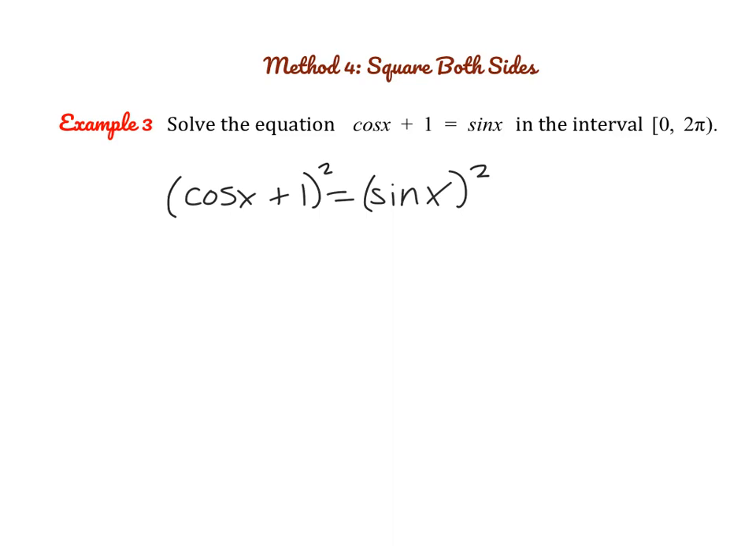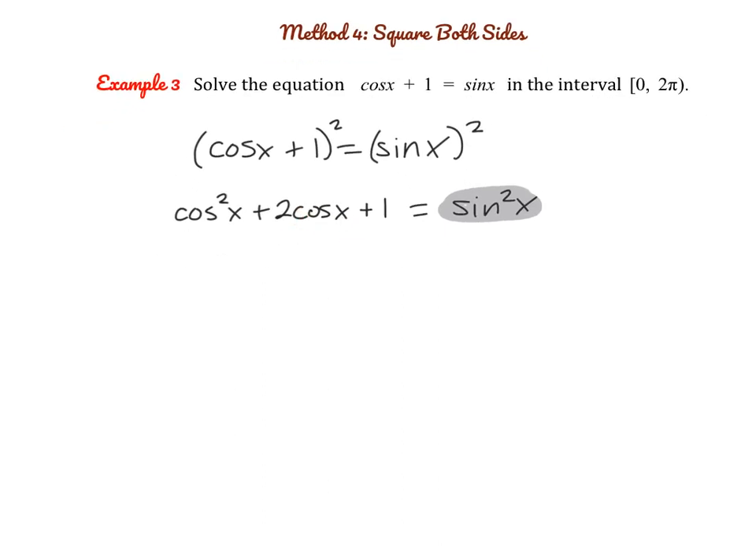As long as we're doing the same operation on both sides, it's completely legal. So this gives us cosine squared of x plus 2 cosine of x plus 1 equals sine squared of x. And now I have something that I can rewrite. I'm going to rewrite sine squared in terms of cosine using my Pythagorean identity.